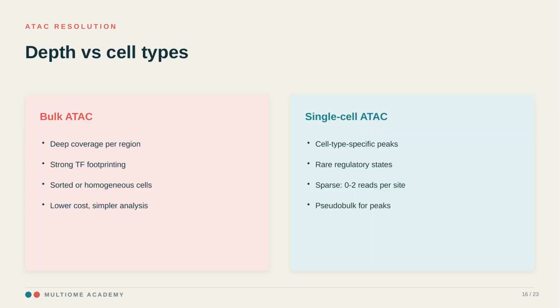As with RNA, ATAC comes in bulk and single-cell flavors. Bulk ATAC gives deep coverage per region and strong transcription factor footprinting, ideal for sorted or homogeneous cells. Single-cell ATAC gives cell type-specific peaks and rare regulatory states, but the data are extremely sparse, just 0 to 2 reads per site, so peaks are usually called from pseudobulk.